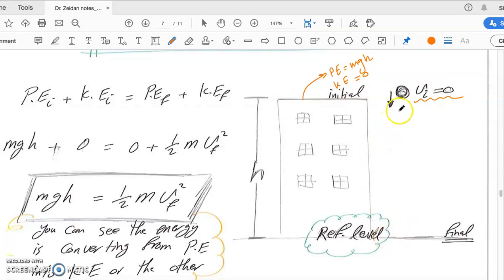Now, the object dropped and it reached the reference level, which is zero. So at this point, what is the potential energy of the object? It's zero. What is the kinetic energy of this object? It's half m v final squared. So in this situation, the kinetic energy is the maximum and the potential is minimum, while in the first situation, the potential energy is maximum because the kinetic energy is zero.